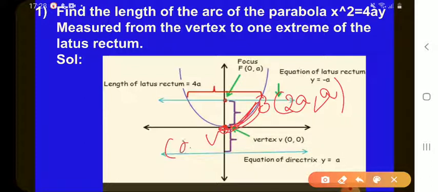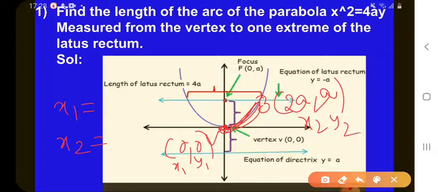What is the point at A? (0, 0). Okay, from these two points I write the limit points of x1 and x2. This is the (x1, y1) point, this is the (x2, y2) point. From the first point, what is x1? 0. And from the second point, what is x2? 2a. This is the limit points of our given equation. First we draw the graph and we find the limits.